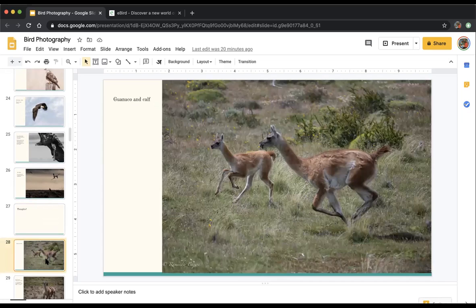Here's another shot. Now this is a perfectly nice picture. There's a guanaco and a calf, and they're running, and it is what it is. It's not necessarily a great composition or anything, but it's a decent picture.